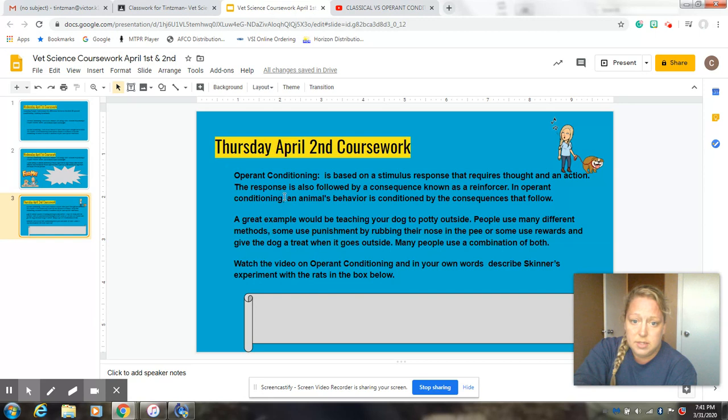And like we talked about, this is like teaching your dog to go to the bathroom outside. People use many different methods. Some people believe firmly in the consequences and they rub their nose in it and give them a spanking. And some people believe in only positive reinforcement and will give their dog a treat when it goes to the bathroom outside. And a lot of people use a combination of both.